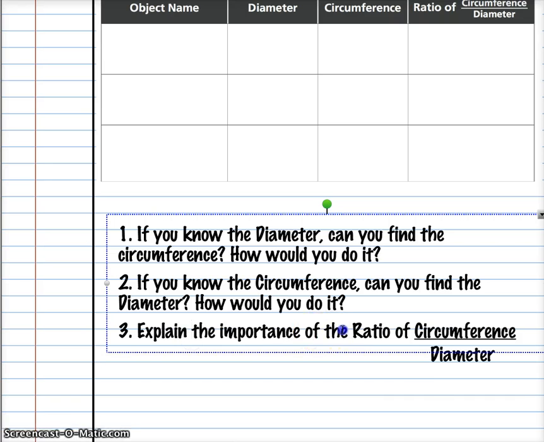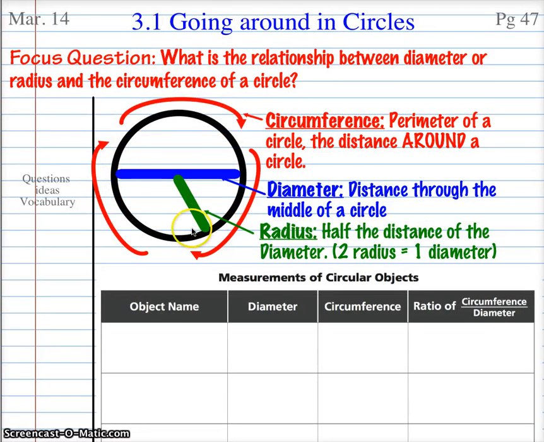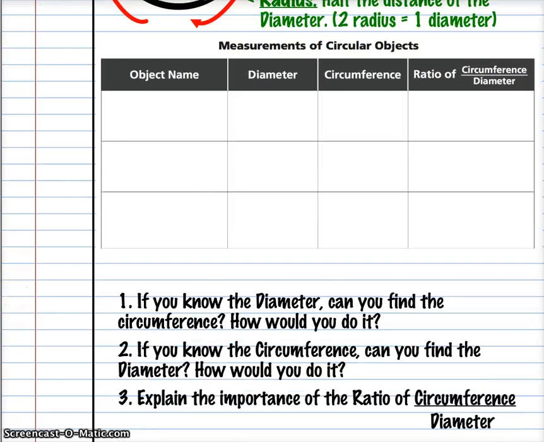Explain the importance of the ratio of circumference to diameter. So why is that important to know? Or why do you think it's important? Okay. So go ahead and copy this down. It's not a lot, just a couple of vocabulary words, and for those of you guys with neat, nice handwriting, maybe the table.